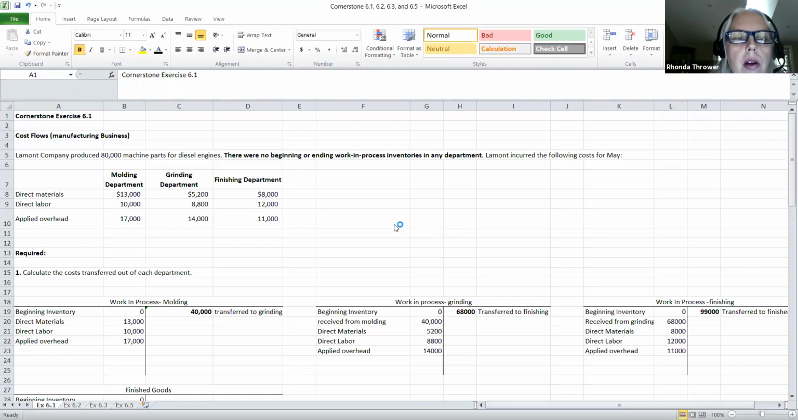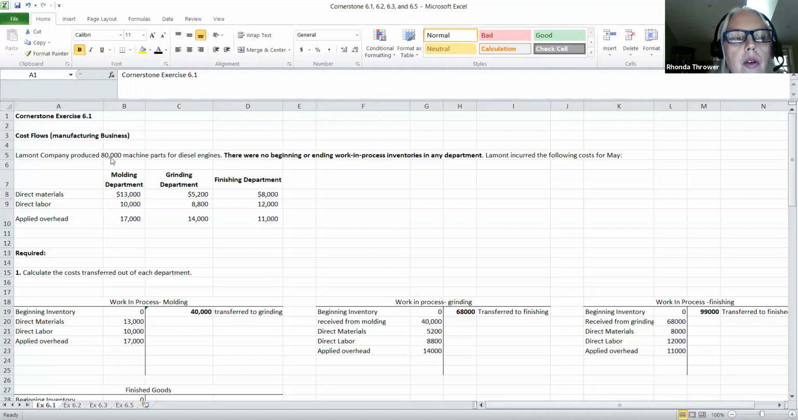So when we talk about process cost accounting, there are some things that you're going to need to know when you're trying to solve these problems. First of all, I want you to make sure that you read all the information in the problem carefully, because they tell you some information. We're going to be the Lamont Company, and we're going to be a manufacturing business this time.